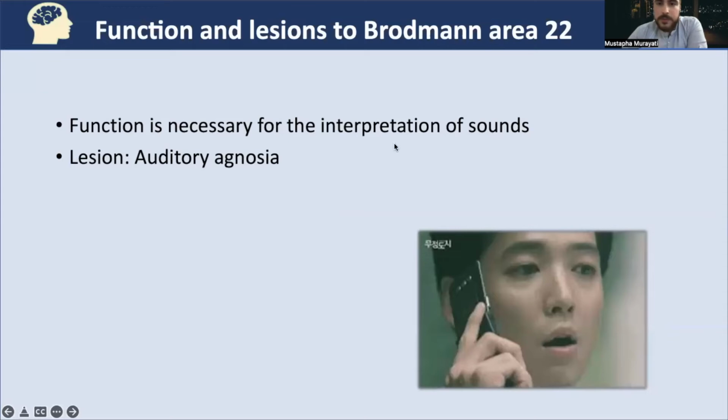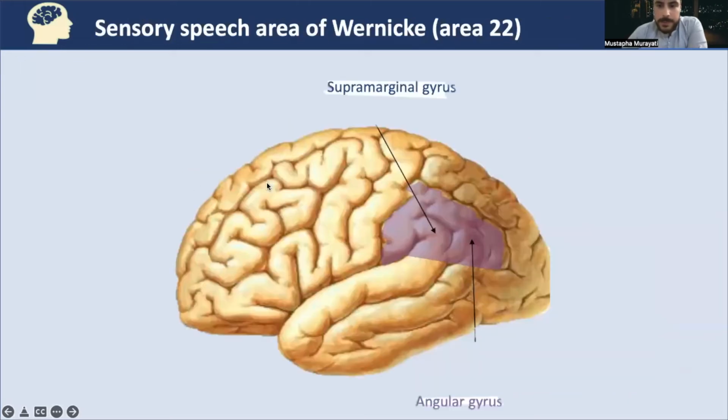So it's necessary for interpretation of sound. If you're calling somebody, you're not seeing them, but you can identify them from their voice. Any lesion over there will cause auditory agnosia.